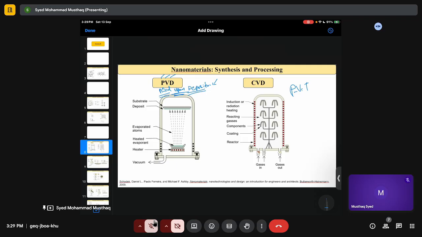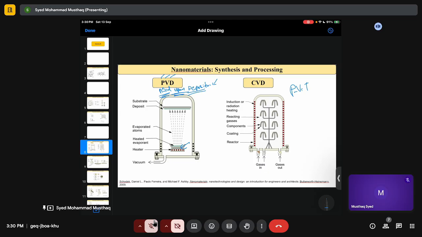And then physical. That means we are using the physical properties like boiling point. So you take any inorganic molecule, you heat it such that it becomes vapor, and then you do the deposition. Simple, right? And that is physical vapor deposition. And coming to chemical vapor deposition, instead of using the physical properties, we play with the chemical properties.